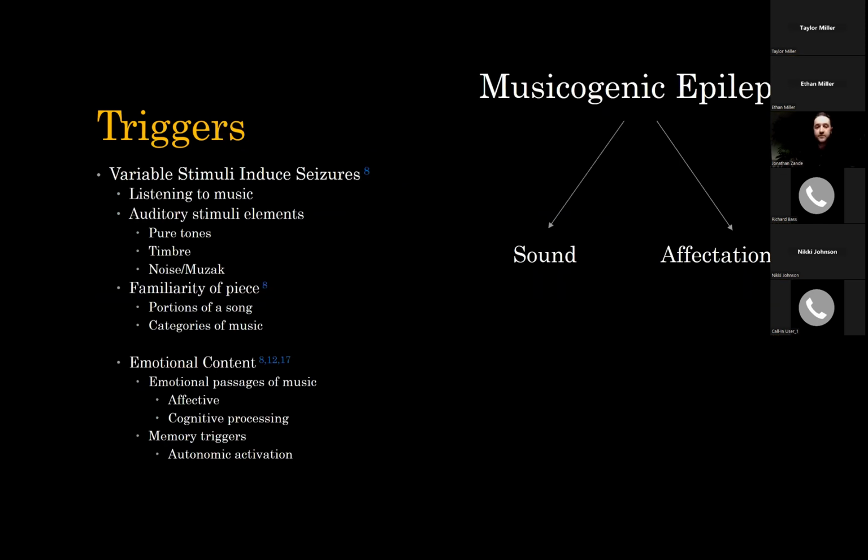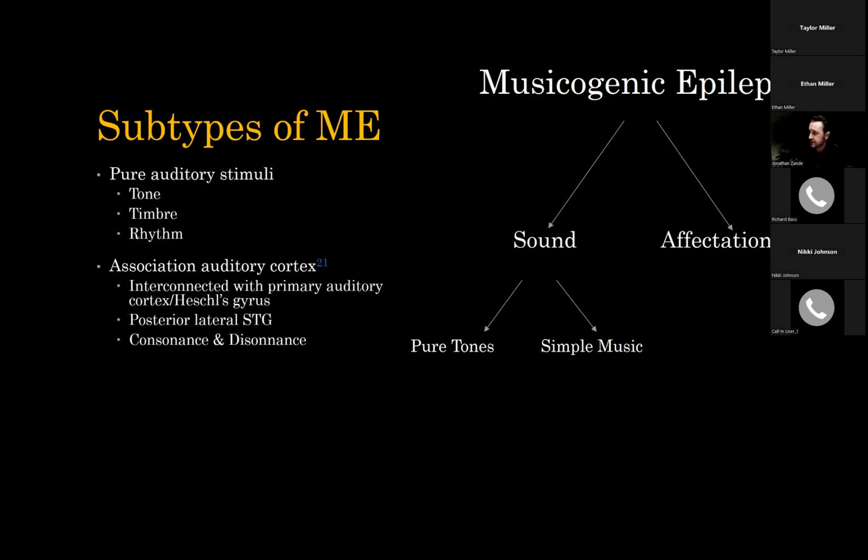But first, I do want to try and underscore something. We're not quite sure whether it's the sound itself, the pure sound, or the way that the sound makes us feel, the affectation. Hearing a song that triggers a memory or triggers an emotion in us, and it's that memory or emotion that then causes the seizure. From what we've studied, it seems to be more the latter. But when we talk about pure sounds causing seizures, they can be, like I said, anything from pure tones to simple music to very complex music.